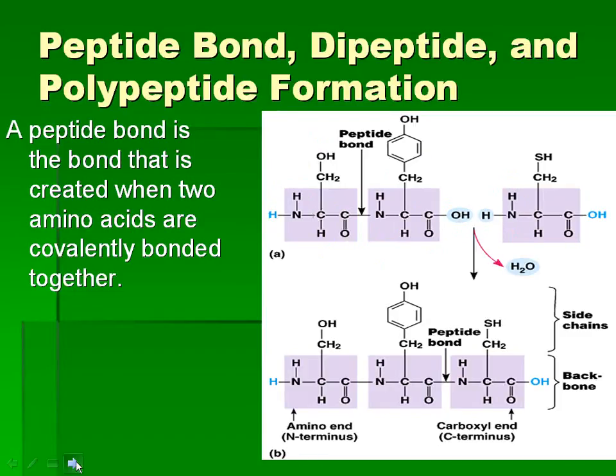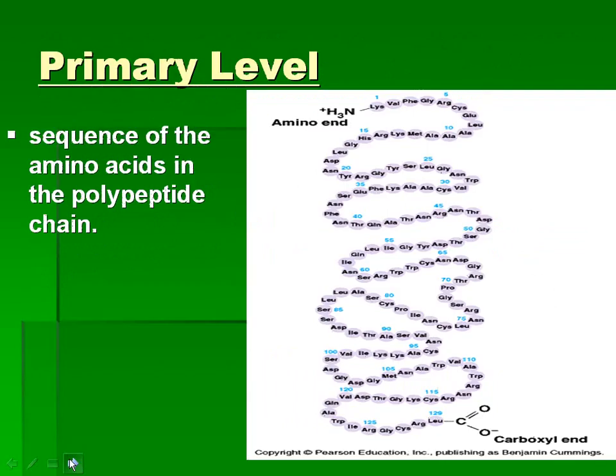So let's go back. Alright, so this is showing you again the primary level. Primary level, again, that's just the linear sequence of those amino acids. Remember, we had 20 amino acids, and those amino acids arranged in different lengths and arranged in different ways is what's responsible for creating all the different proteins.